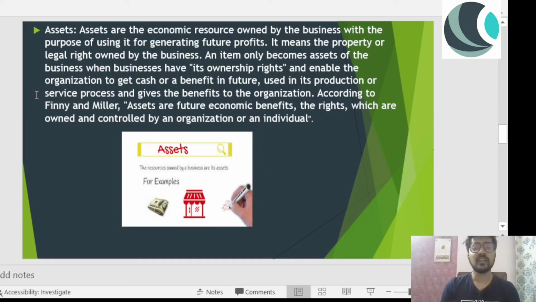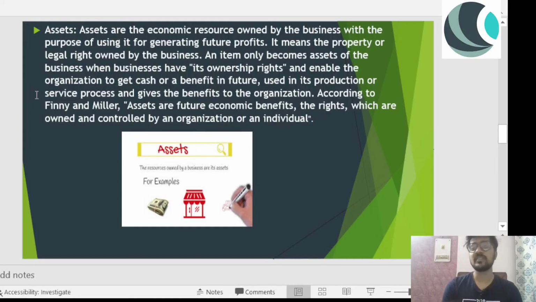Now, as I talked about the machinery example, machinery is a huge capital investment. You are investing in machinery depending upon which business you are running. So let's suppose you are running a manufacturing business, so you need a machine, and your machinery would be costing a huge amount of money, right? And you have spent a huge amount of money on buying that machinery. So now what happens? You get the machinery, and that is your asset. So assets are the economic resources owned by the business with the purpose of using them to generate future profit.